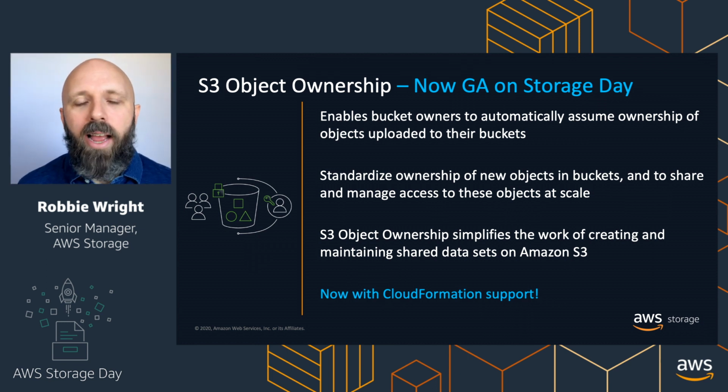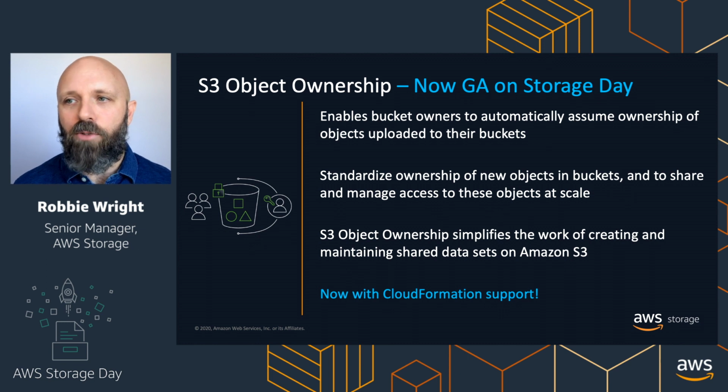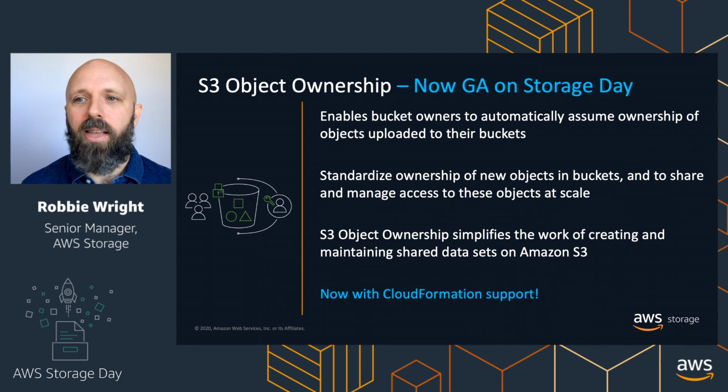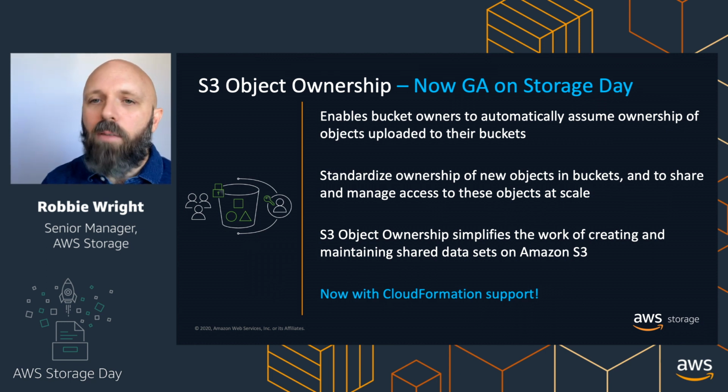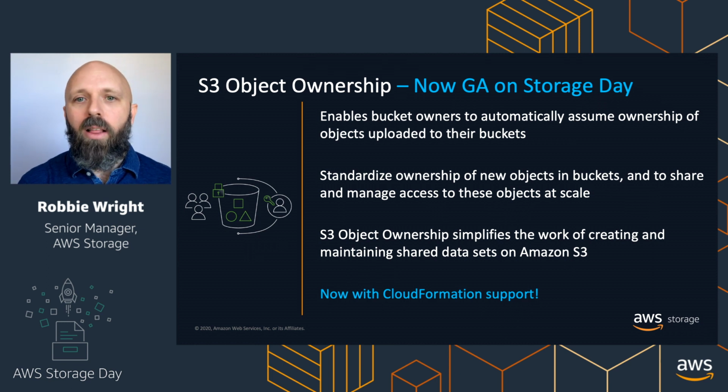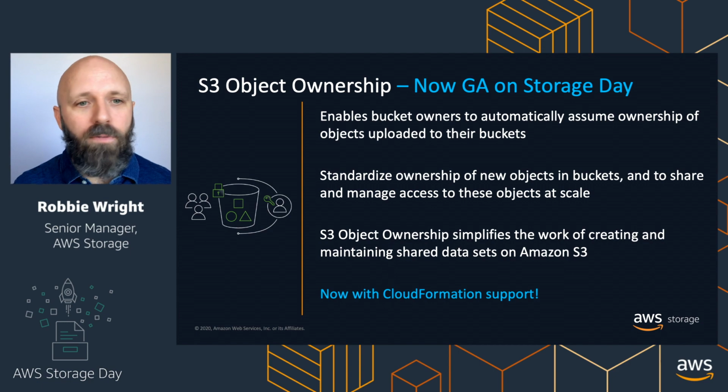By default, an S3 object is owned by the AWS account that uploaded the object. S3 Object Ownership gives you a simple bucket setting that changes this default behavior so that new objects uploaded with the bucket owner full control access control list, or ACL, will instead be owned by you. The ownership change happens automatically without you taking any further action.